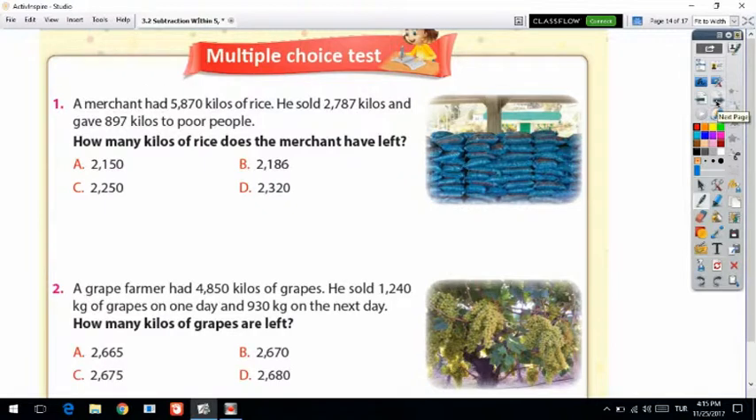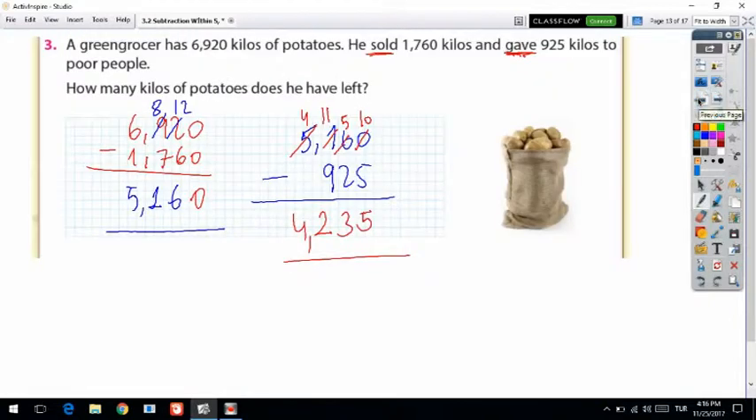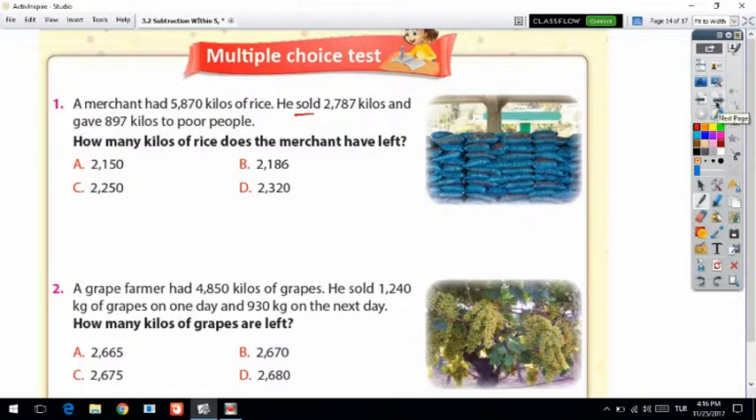Okay, a merchant had 5,800 kilograms of rice. He sold. Sold means subtraction. Then he gave to poor people. So, like the same question, right? Yeah, a little bit different between them. So first of all you have to subtract, then you have to subtract again.